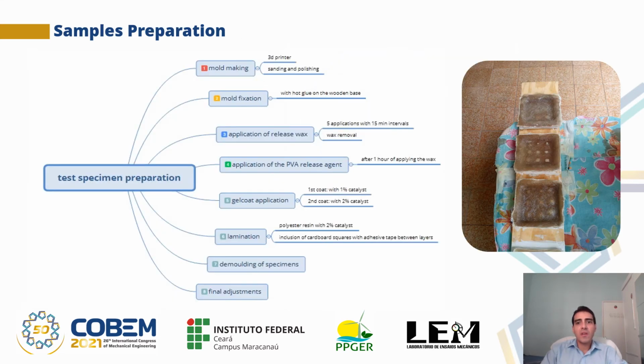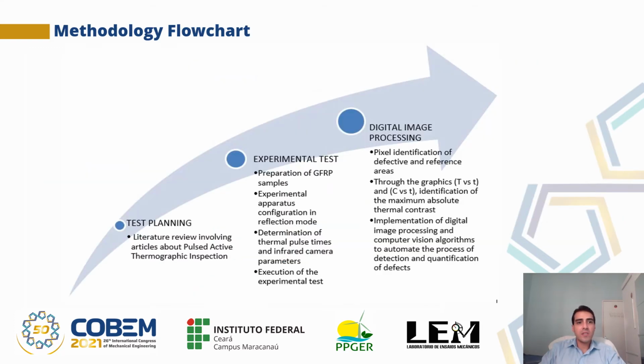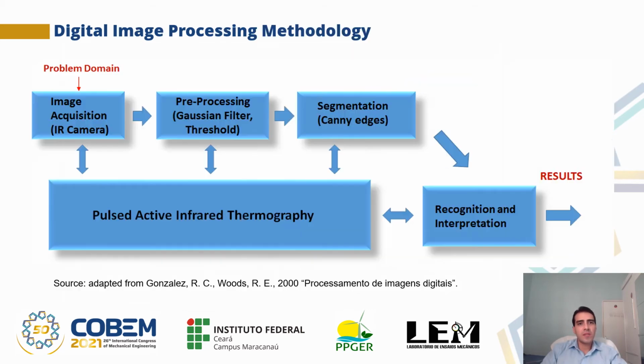Sample preparation. Here we show the step-by-step instructions for making GFRP samples with polyester resin plus fiberglass blanket. Here you can see the flowchart of the methodology, which was divided into three processes: planning, experimental test, and digital image processing. Digital image processing methodology consists of image acquisition, pre-processing, segmentation, scanning edges, recognition and interpretation.